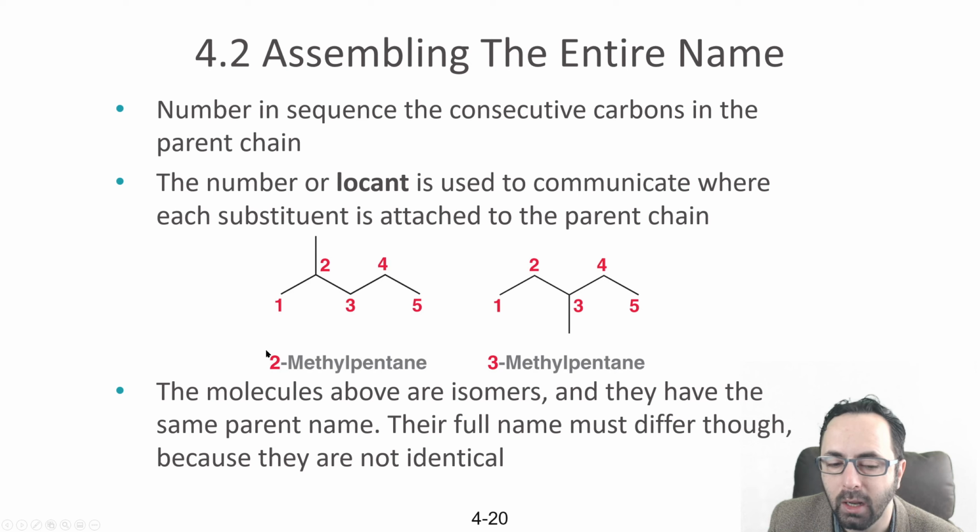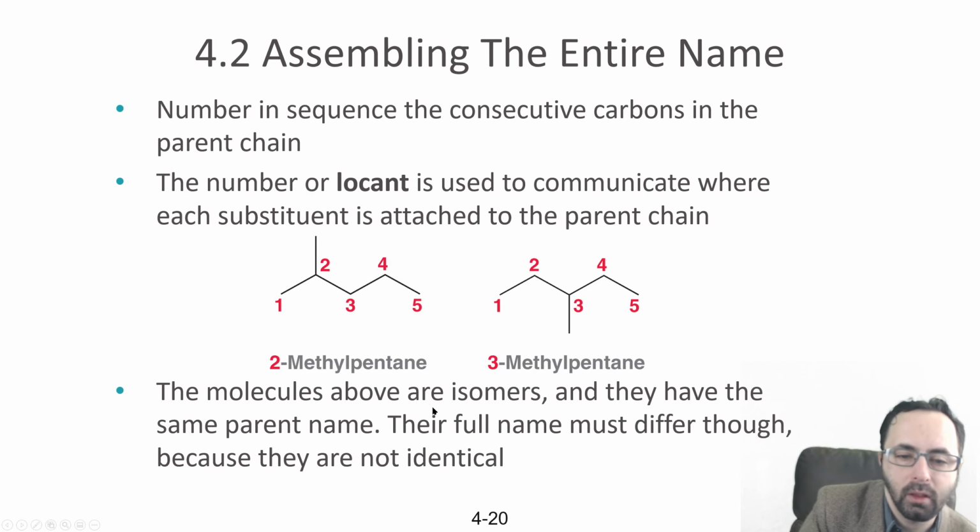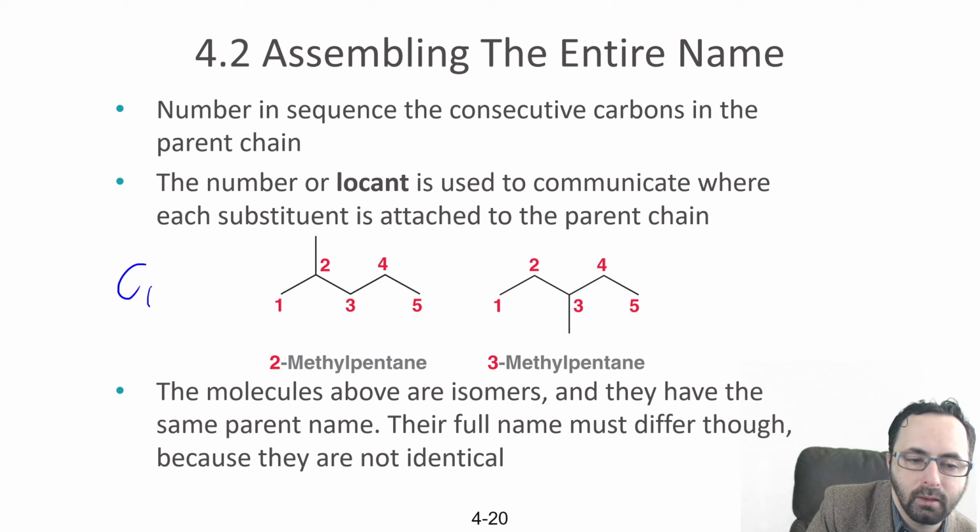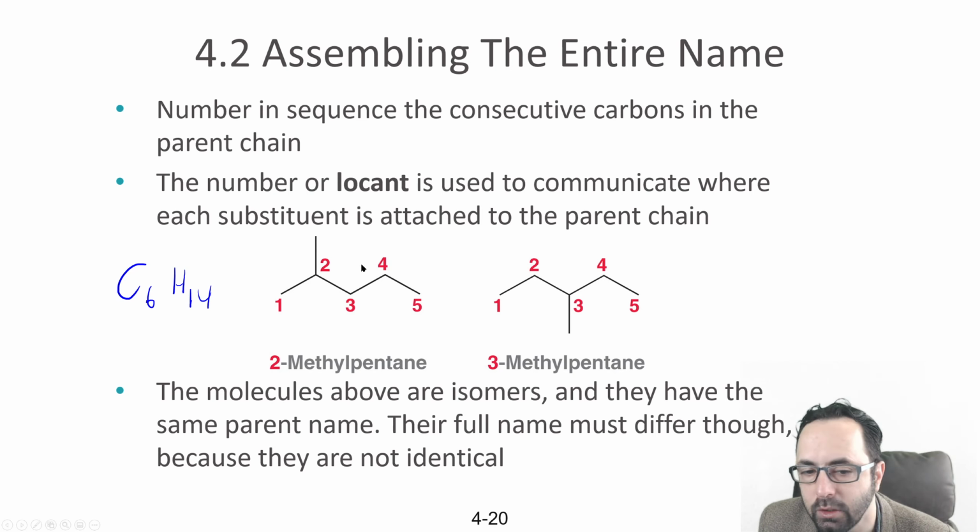2 means that the branch is on the second carbon right here. Whereas with 3-methylpentane, it's all the same except there's a 3 at the front, and that's because the methyl branch here comes off the third carbon. So these are isomers of one another. They're both C6H14. I encourage you to count the hydrogens for practice. You may want to pause this and count the hydrogens. But this has the methyl branch on the second carbon. This one has the branch on the third.